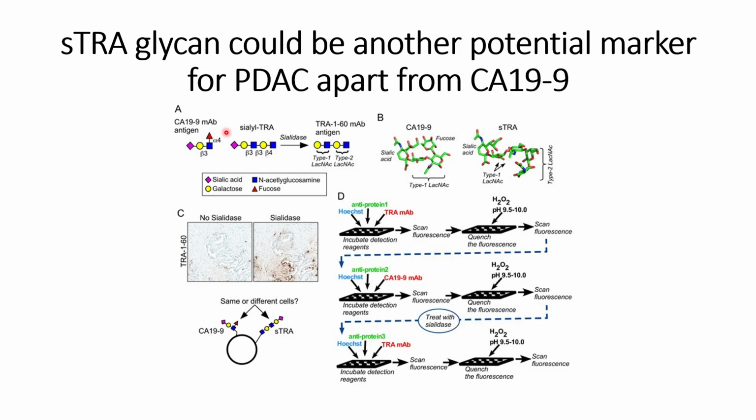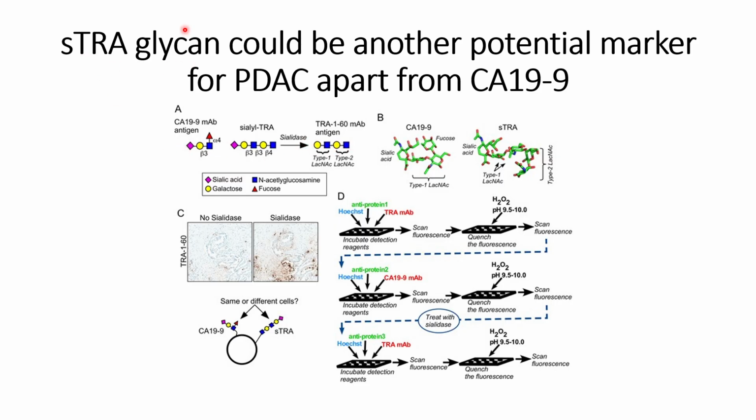The antibodies they use to detect the TRA glycans should not have these sialic acids. That is, the antibodies will not be able to detect TRA glycans if they are sialylated. And unlike the CA19-9 glycans, these TRA glycans are neither fucosylated nor sialylated.